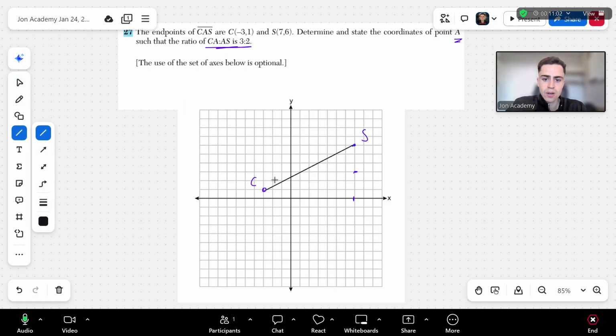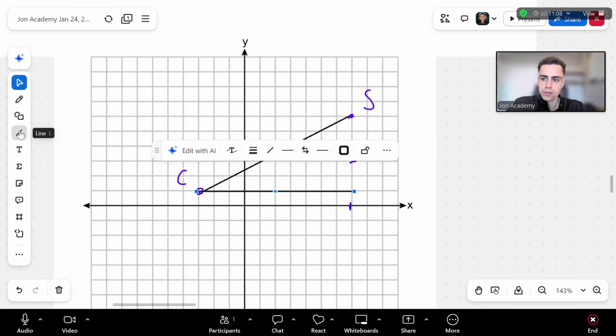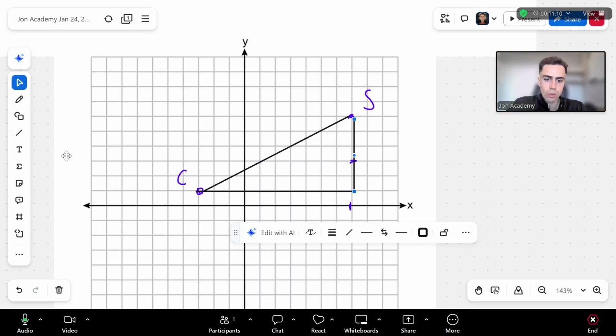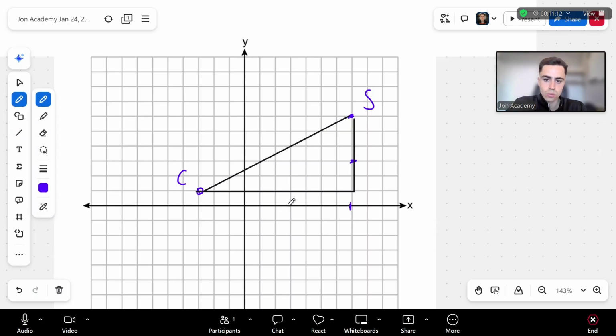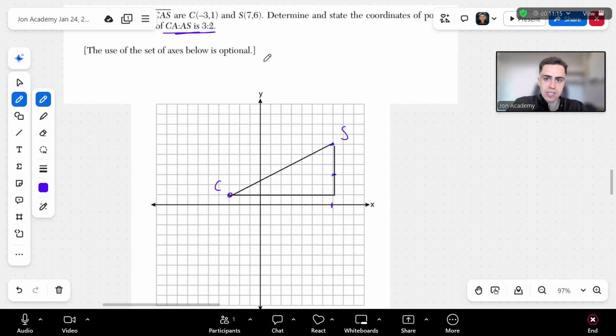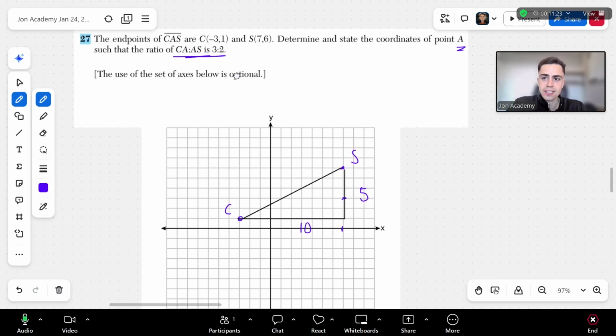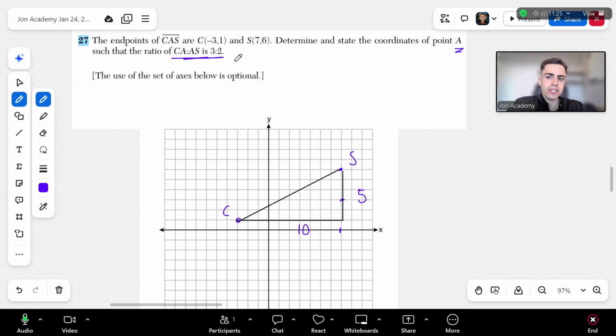And now we can see that from C to S, we went 10 to the right, no? This is 10, and this is going to be 5. We are going 5 up. And they also gave us the ratio of CA to AS is 3 to 2.